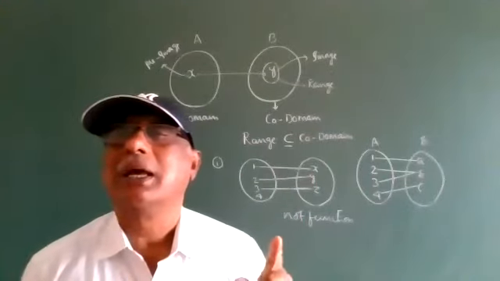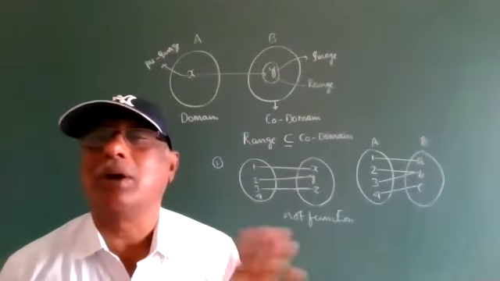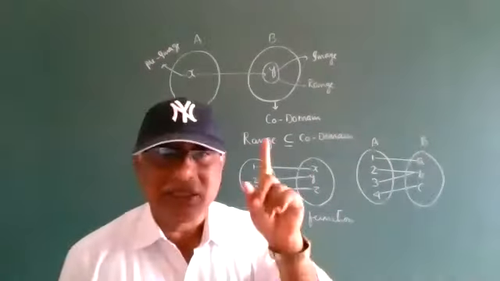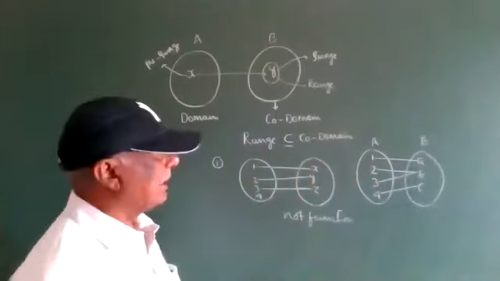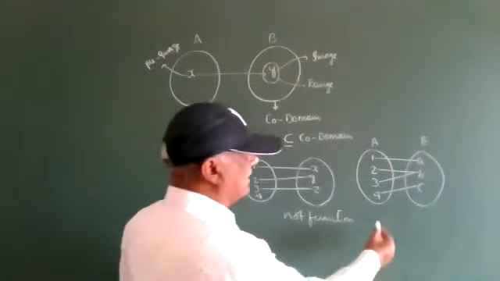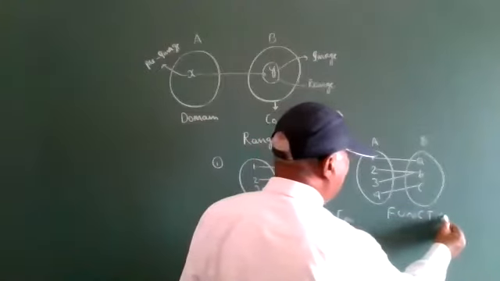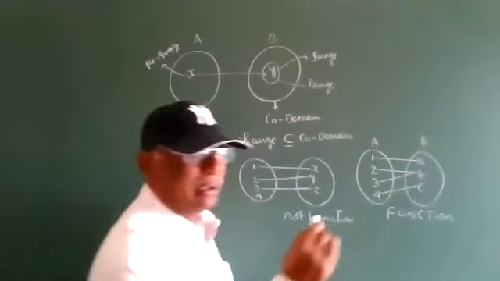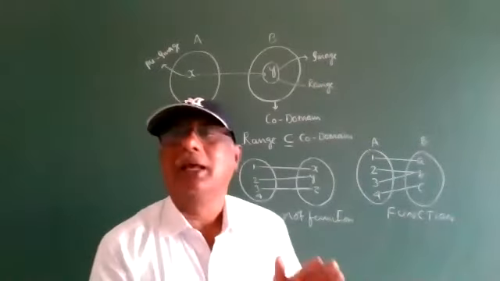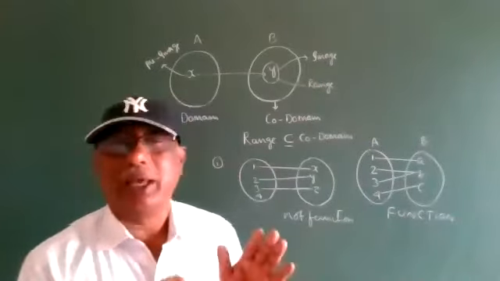The first condition is: range is a subset of the domain. No, range is a subset of the codomain only. Everyone see, it is a function by the first condition. Every element in the A set, the domain set, has an image in the B set. Therefore, it is a function.